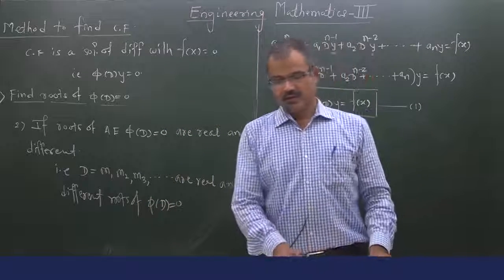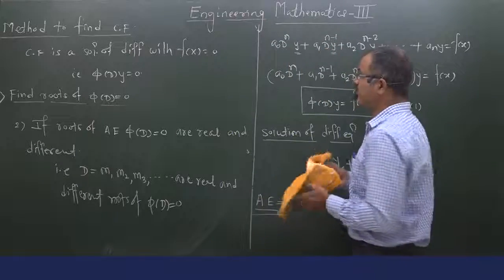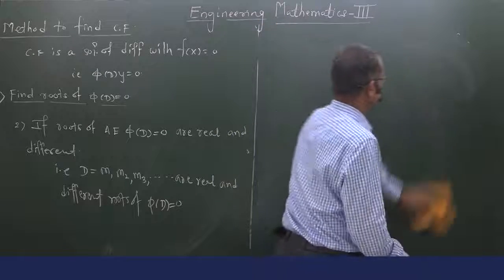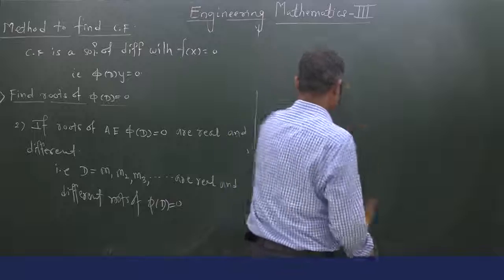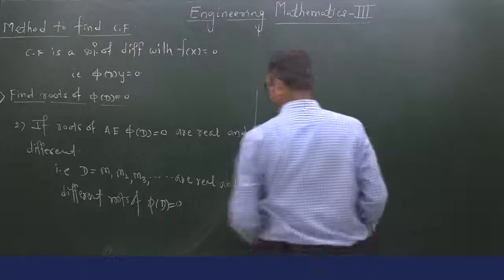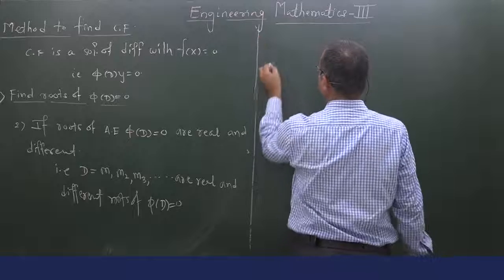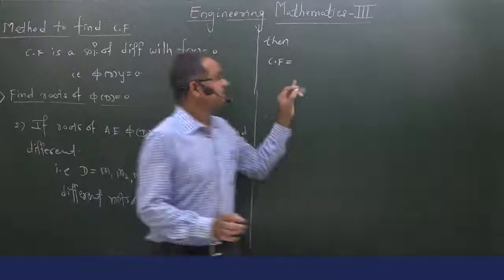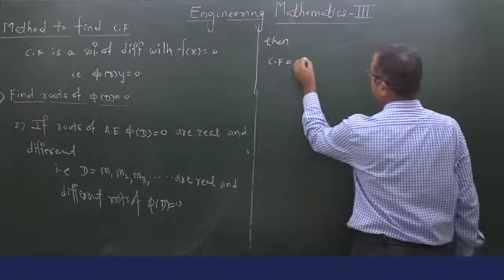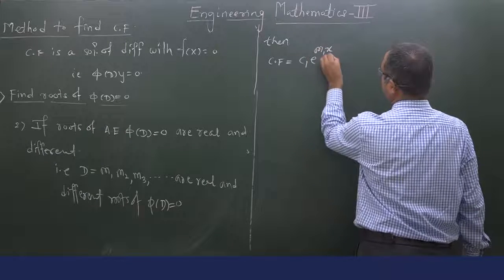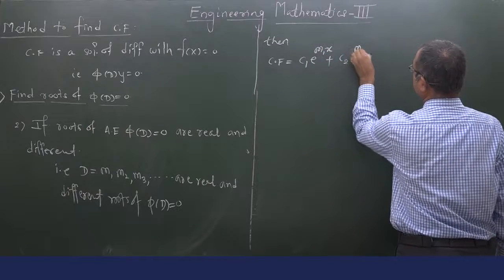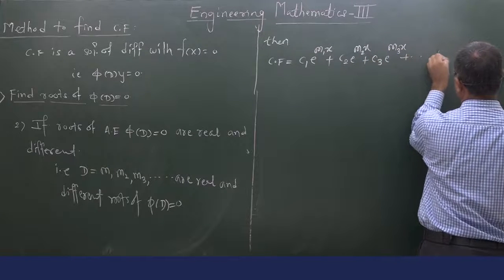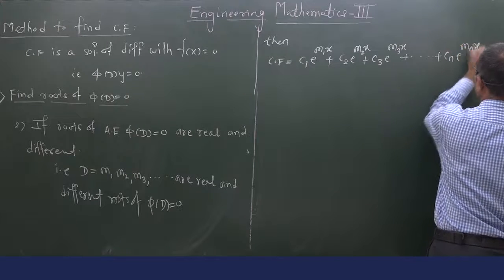then the solution, the complementary function, is c1 e to the power m1x plus c2 e raised to m2x plus c3 e raised to m3x plus so on, cn e to the power mnx.